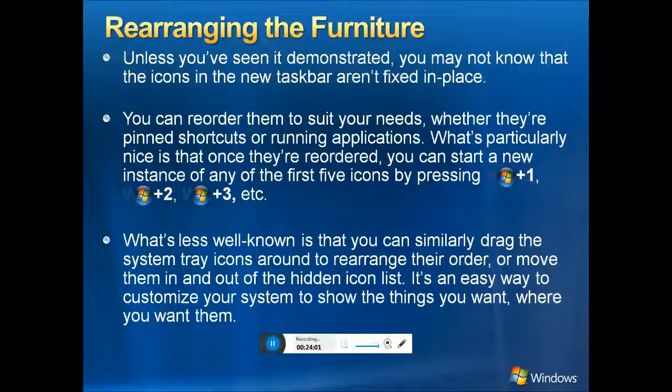Whether pinned shortcuts or running applications, the particularly nice thing is that once they are arranged, you can start them instantly. The first five icons by pressing Windows+1, Windows+2, Windows+3, and so on. What is less well known is that you can simply drag system tray icons around and rearrange their order, moving them in and out of the hidden icons. It is an easy way to customize your system, putting things where you want them.